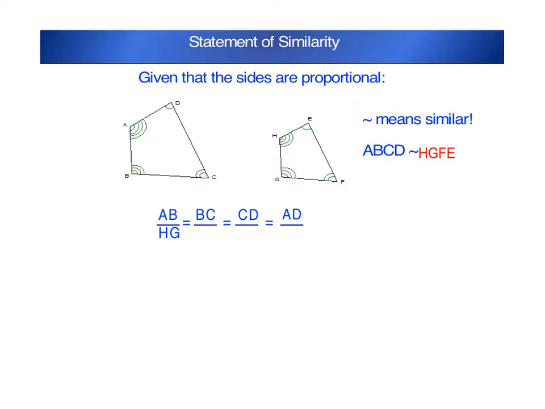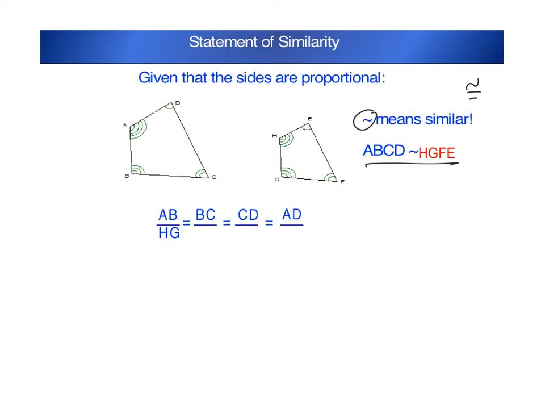So you're used to seeing a congruent symbol when that means equal measures. This symbol right here means similar. And this is a similarity statement. So it tells me that polygon ABCD is similar to polygon HGFE, and the order matters.